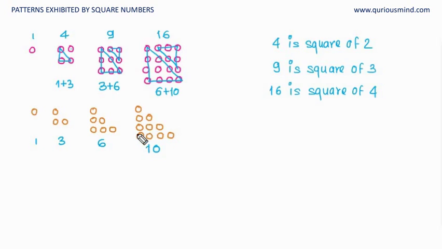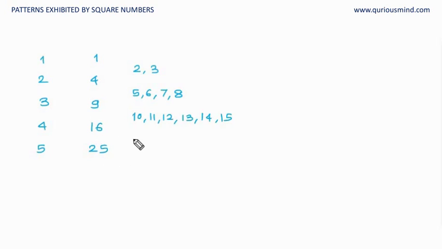Let's see one more interesting property of square numbers. Let me again write some squares. So these are the squares of these numbers. Between 1 and 4, which natural numbers are between 1 and 4? 2 and 3. Correct. Between 4 and 9, how many? 5, 6, 7 and 8. 9 and 16. And 16 and 25.